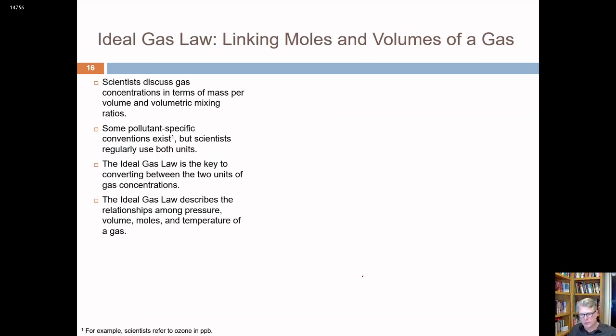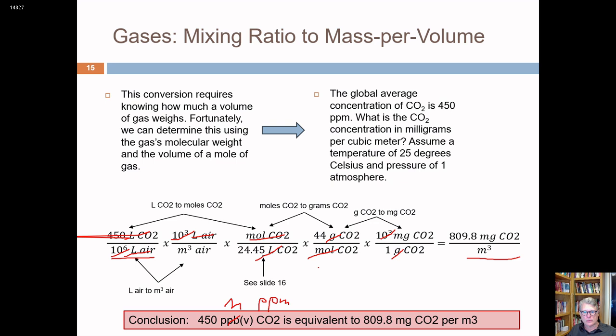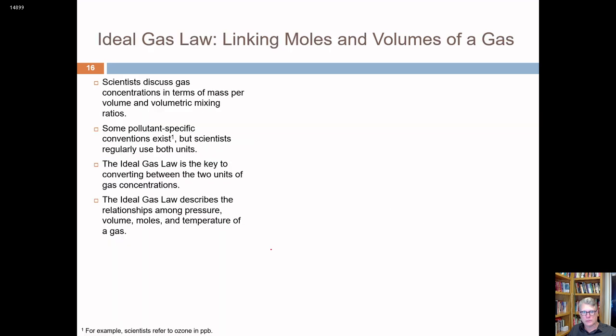Where, oh where, did this 24.45 liters per mole come from? It came from here, the ideal gas law. The ideal gas law allows us to link moles of a gas and the volume of a gas. In other words, the ideal gas law is the key to converting between the two units of gas concentrations, meaning mass per volume and volumetric mixing ratios.